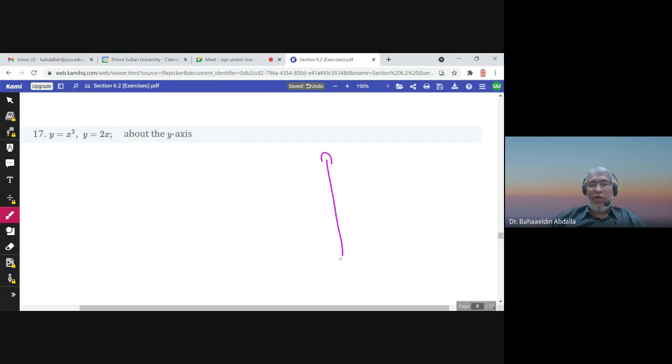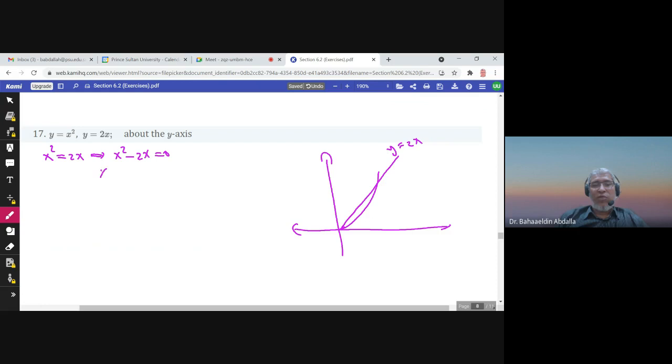Y equals x squared, I know this parabola, and y equals 2x would be a line like this. This is the line y equals 2x. Okay, I need to know where they intersect. So x squared equals 2x, or x squared minus 2x is 0. So x times x minus 2, so either 0 or 2. So this is 2. 2 and what? If you put x equals 2, y would be 4. So this is the point 2, 4.